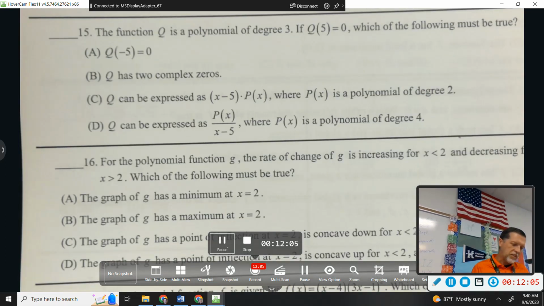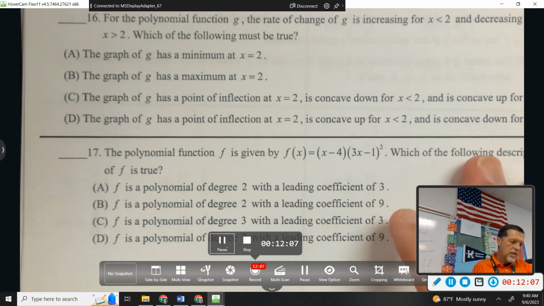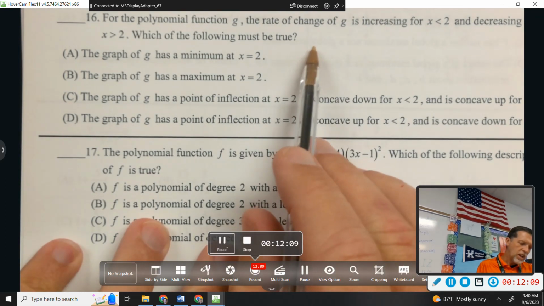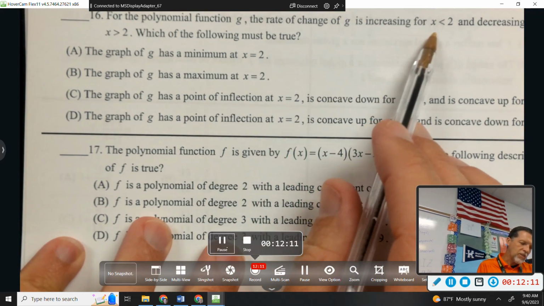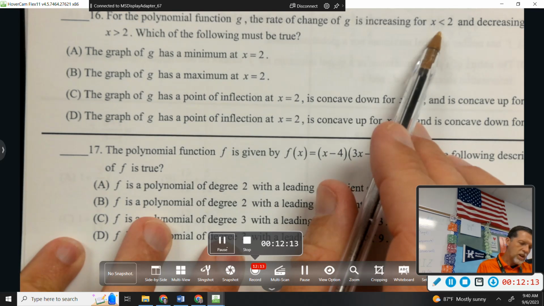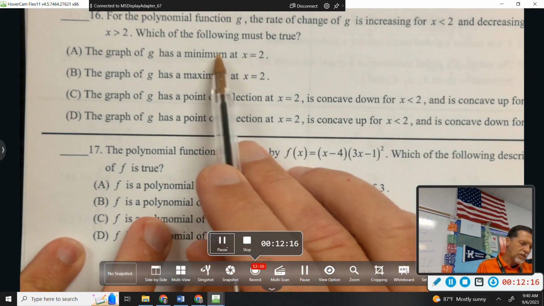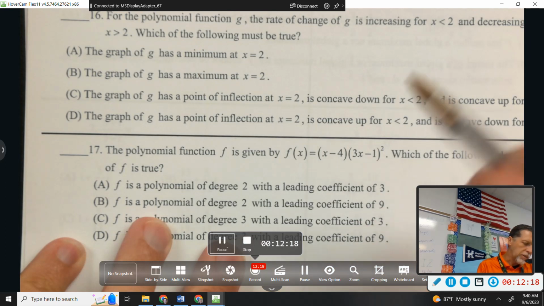Number 16. For the polynomial function g, the rate of g is increasing for x is less than 2 and decreasing for x is greater than 2. Which of the following must be true?